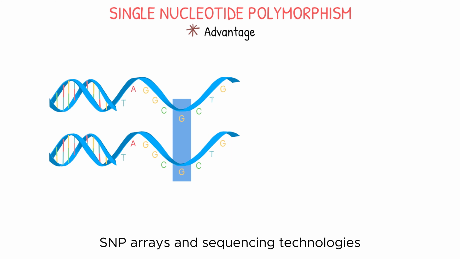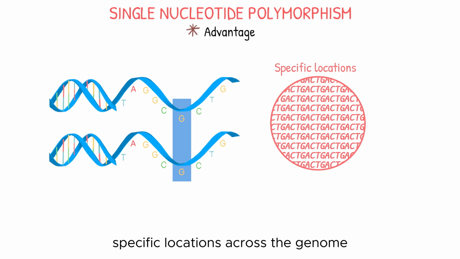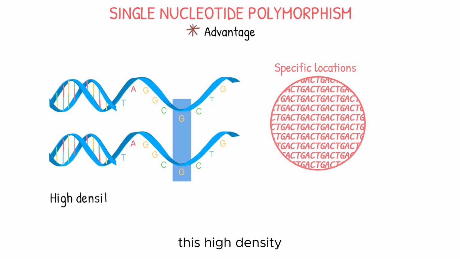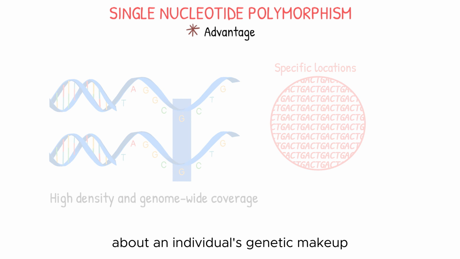SNP arrays and sequencing technologies enable the detection of SNPs at thousands to millions of specific locations across the genome. This high density and genome-wide coverage provides comprehensive information about an individual's genetic makeup.